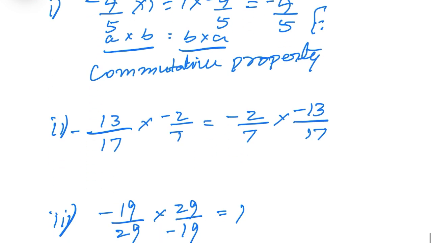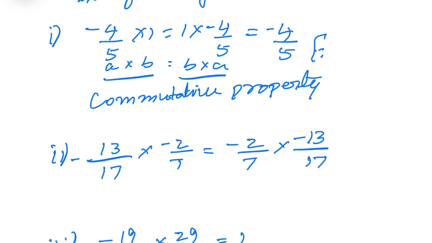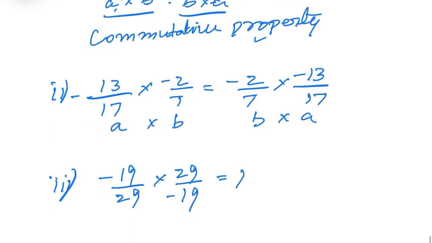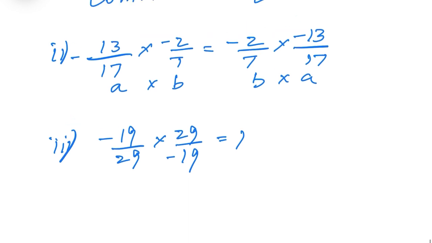Commutative property. See here, A into B is equal to B into A. The product is given, that's all. Need not consider this one. Only this one you have to understand as commutative property. Okay. That minus 13 by 7 into minus 2 by 7 is equal to minus 2 by 7 into 13 by 17. Here also you can see this is A, this is B, and what is this one? This is B into A. What is this property? Simply you can identify this one as commutative property.